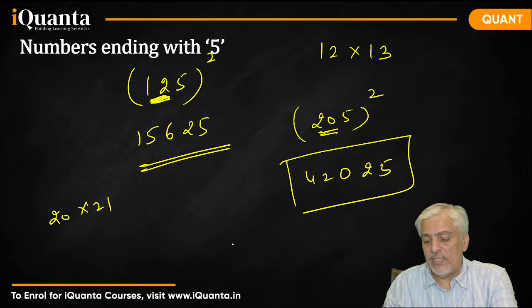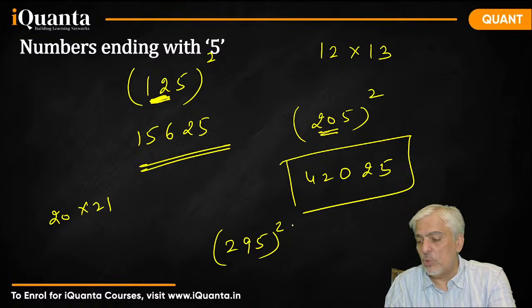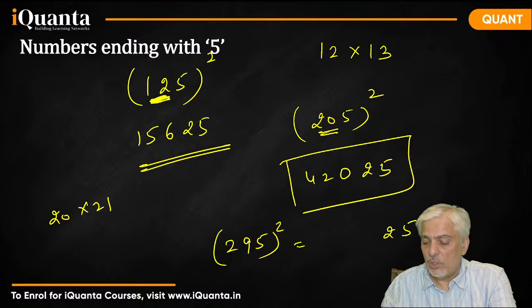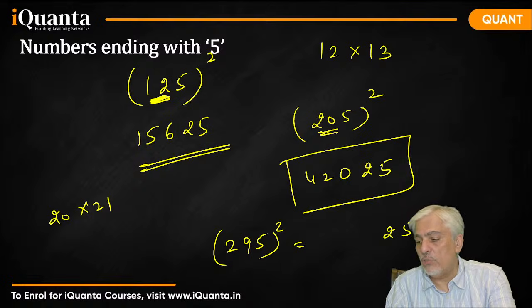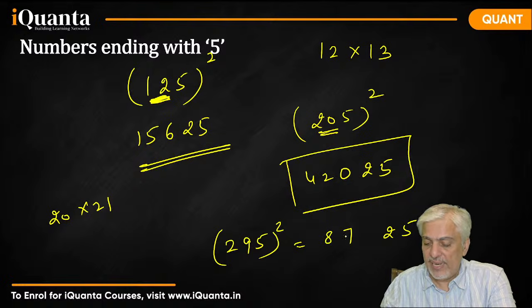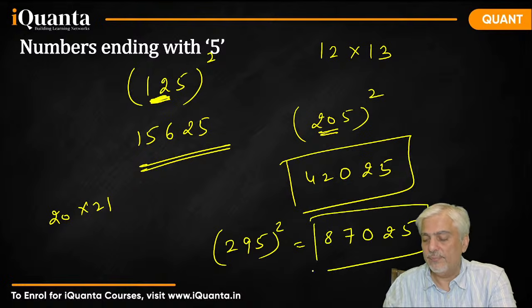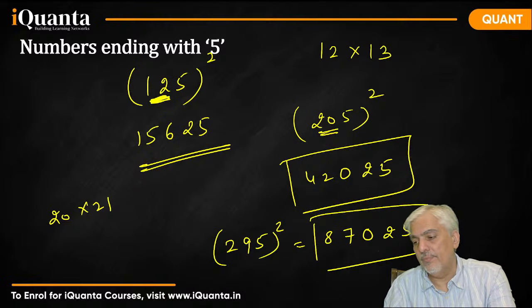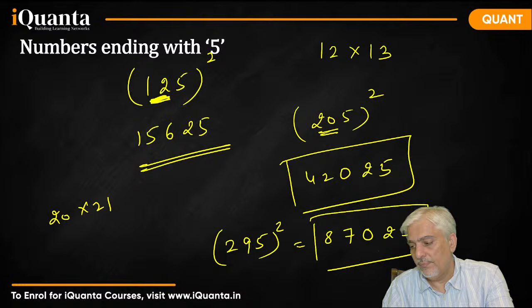With this, tell me what is 295 ka square. Using this method, tell me what is 295 ka square. So 25 will come at the end. 29 into 30. How much is 29 into 30? You should be able to know, do orally. 29 30s are 29 3s is 87. So 29 30s is 870. 87025. Everybody clear? Cool. Going ahead.